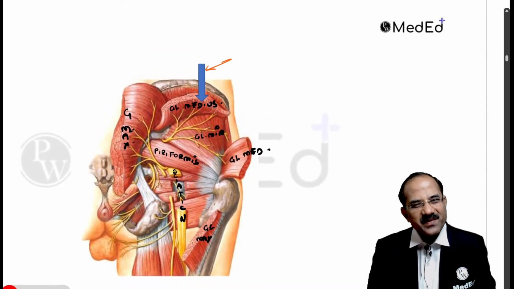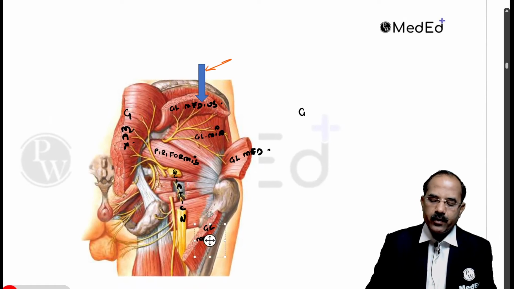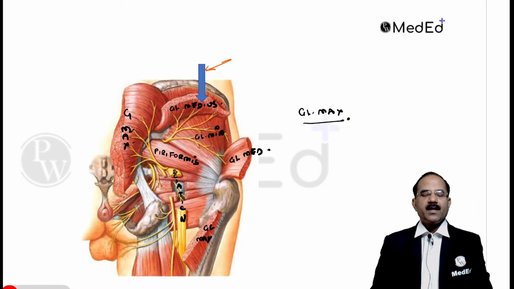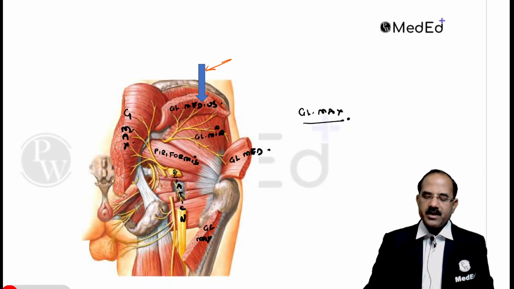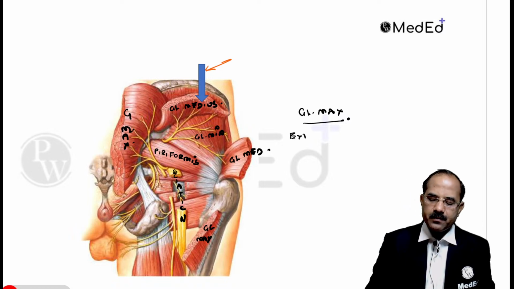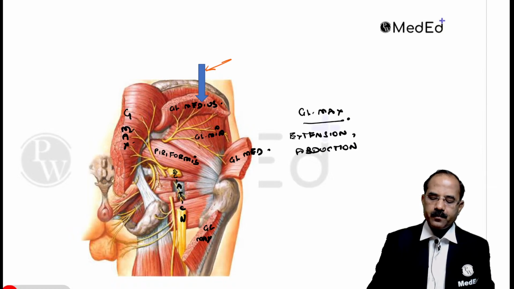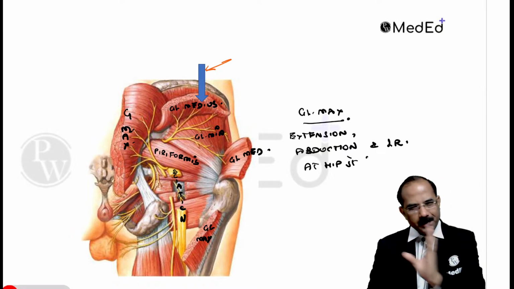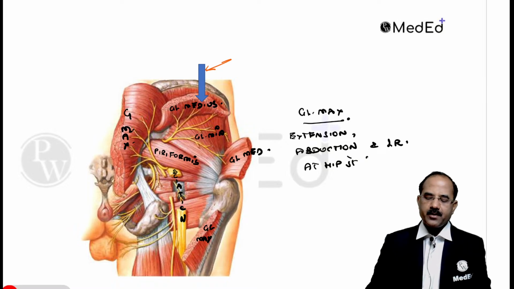Students, can anyone tell me the action of gluteus maximus? Just tell me the action of gluteus maximus. A very important MCQ. It causes extension, abduction, and lateral rotation at the hip joint. Extension, abduction, and lateral rotation at the hip joint.